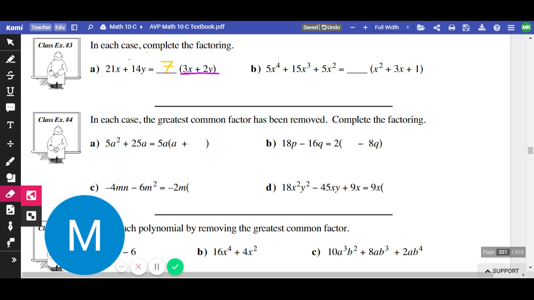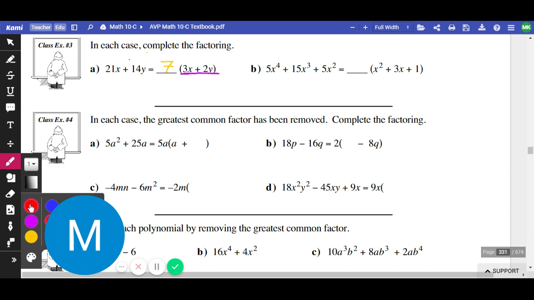Okay. The way they got the purple is they divided the GCF out of each thing. So if you look at your original term, they're taking 21x and dividing it by 7. When they do 21x divided by 7, they get 3x. Then they take 14y and divide it by 7. When they do that, they get plus 2y.